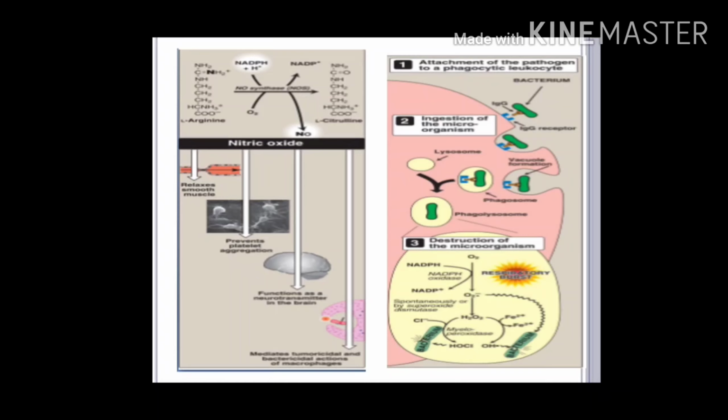which is killing the bacteria, and for this it is requiring myeloperoxidase. So oxygen to superoxide, superoxide to hydrogen peroxide, which is combining with a chloride ion, forming hypochlorous acid, which is killing the bacteria. So this is how NADPH is helping in the microbe killing.